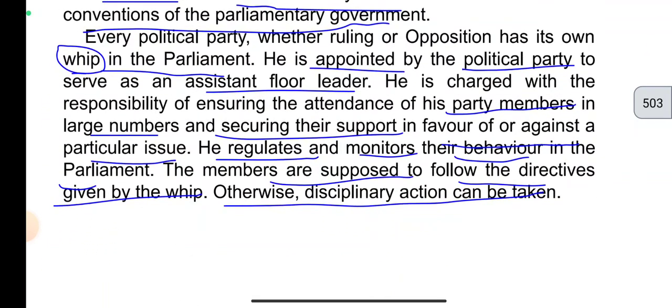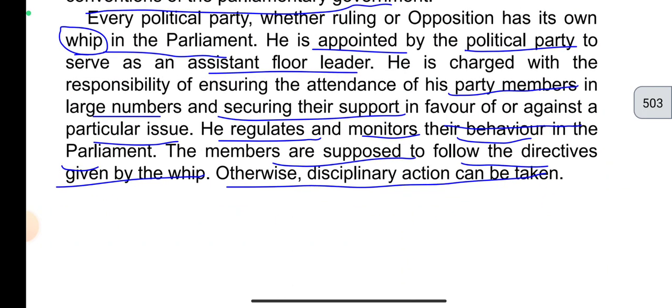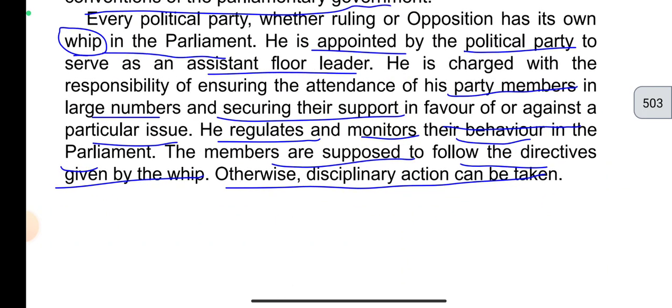Whip. Every political party, whether ruling or opposition, has its own whip in the parliament. He is appointed by the political party to serve as an assistant floor leader. He is charged with the responsibility of ensuring the attendance of his party members in large numbers and securing their support in favor or against a particular issue. He regulates and monitors their behavior in the parliament. The members are supposed to follow the directives given by the whip. Otherwise disciplinary action can be taken.